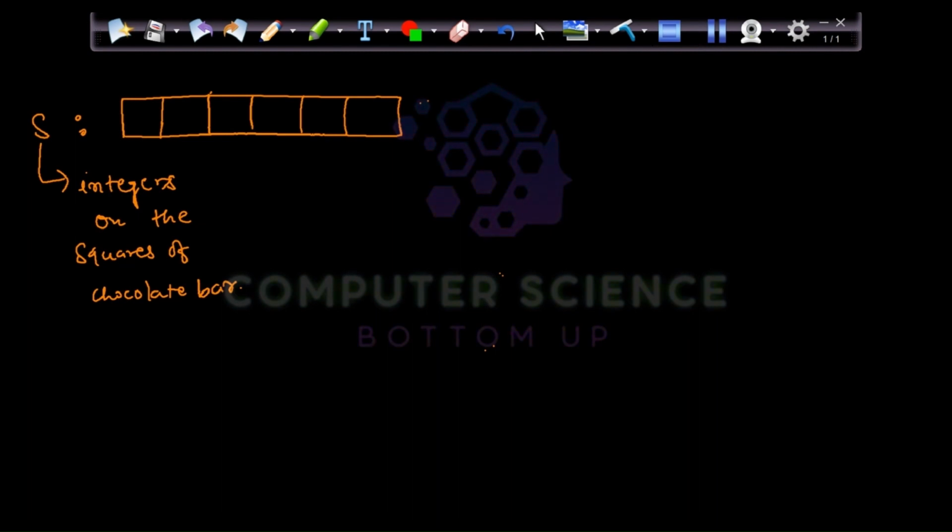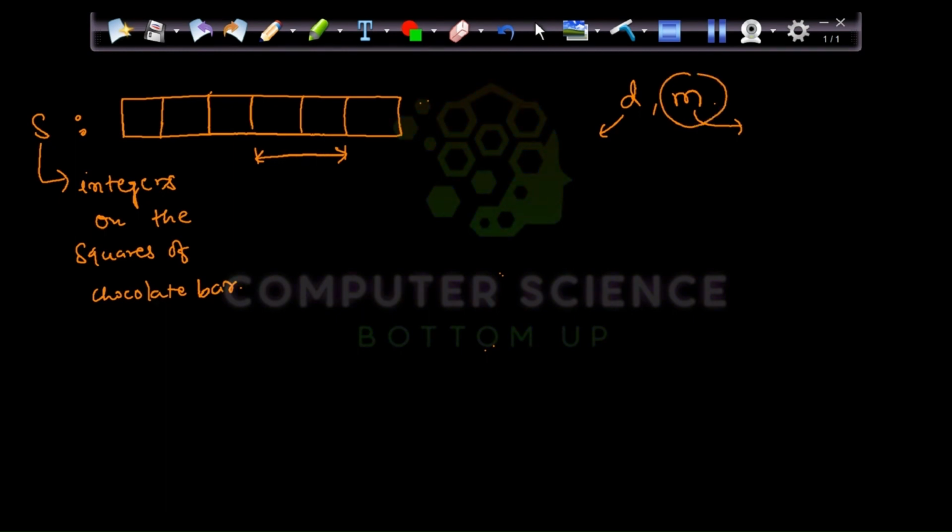So this S is this array. It contains all the integers from the squares of the chocolate bar, and you will be given D and M, where D is the birthday and M is the month. And the condition is that your contiguous segment, the number of squares in that contiguous segment, will be equal to M.